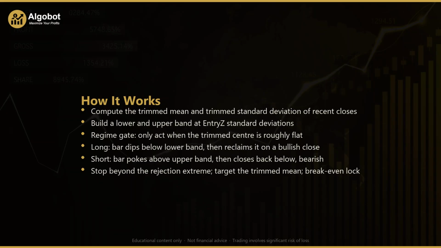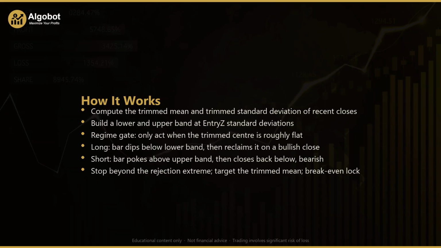Now the entries. For a long, the strategy detects that the just closed bar dipped its low below the lower band, a statistical stretch to the downside, but then reclaimed that band, closing back above it, and closed bullish with the close above the open. That reclaim is read as the downside extreme being rejected. The short side is a mirror image. The bar pokes its high above the upper band, then closes back below it, and closes bearish. That's an upside stretch that was rejected.